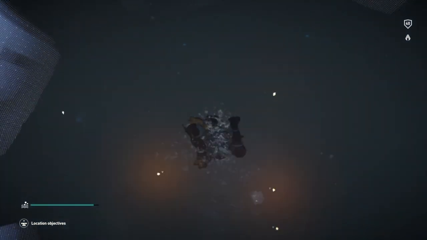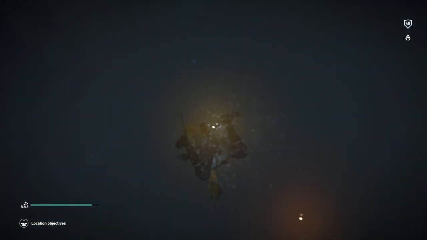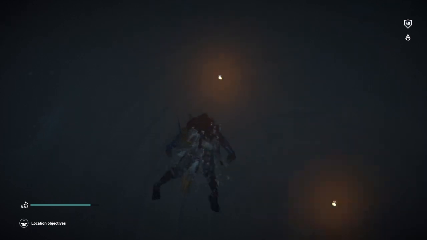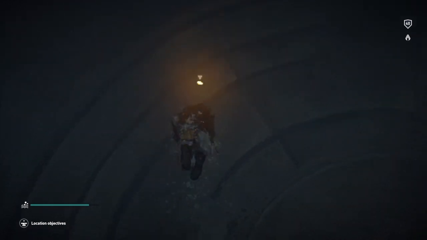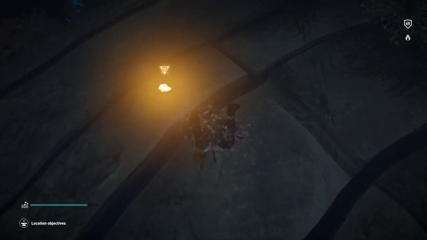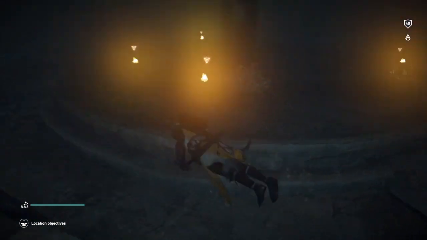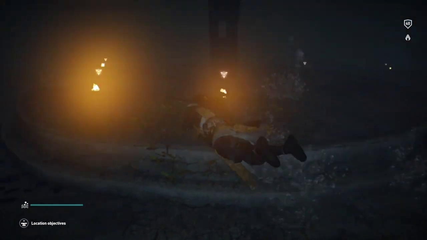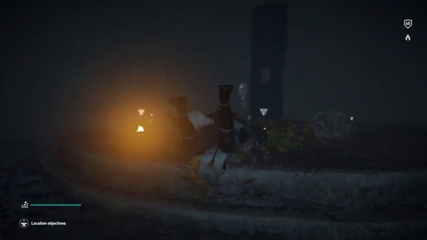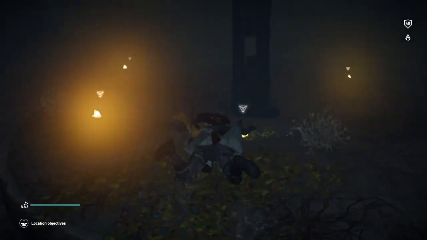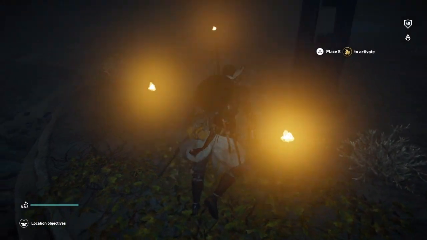But before you do that, you go down here and pick up as many of these bits of silicon as you want. Remember, it's the silicon that powers the machine, so get as many of them as you can.